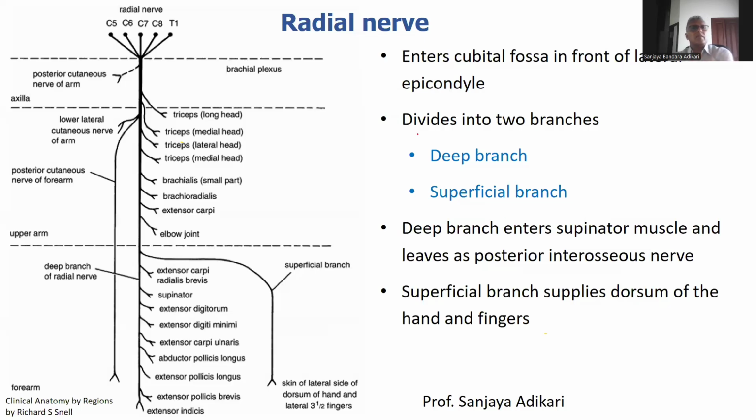Then the radial nerve, so it shows the 5 segments, C5 to T1. It enters the cubital fossa in front of the lateral epicondyle. No, before that, here you can see triceps. This is an important thing. I have highlighted: triceps long head gets a supply when the nerve is still in the axilla.